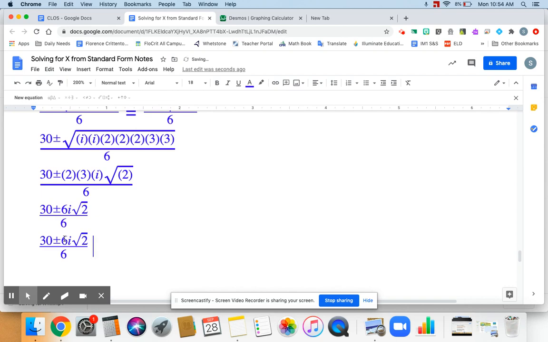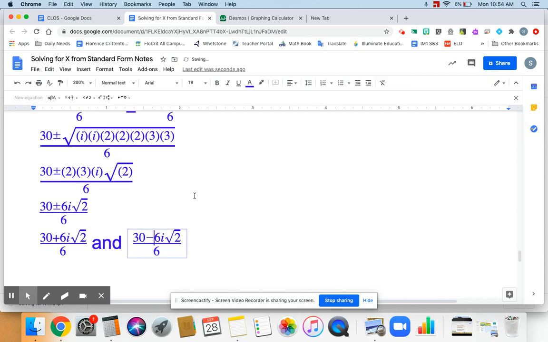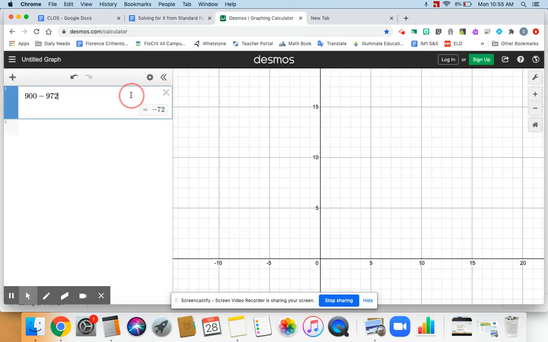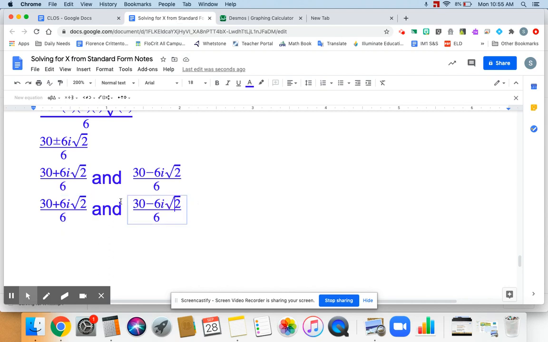So I have to split it into 2 answers, one with just the plus and one with just the minus. My last step would be to combine them together if I could. In my numerators, I can't combine the 30 and this because A, they're imaginary, and B, they're radicals. They're square roots, and the 30 is not. So they can't combine. However, can I divide both 30 and 6 by 6? Well, if I do 30 divided by 6, I get a whole number. If I got a decimal, then I would have to stop, and these would be my 2 answers.